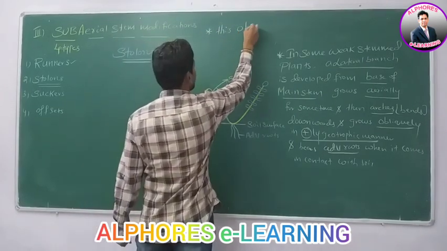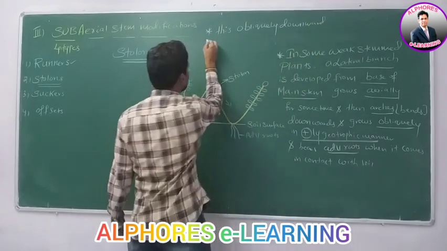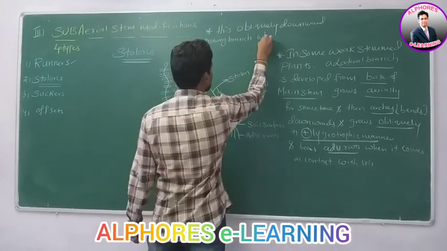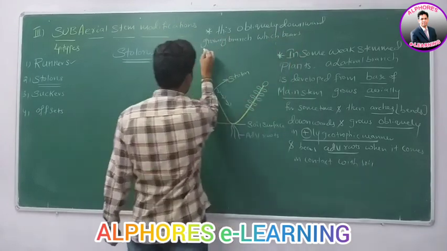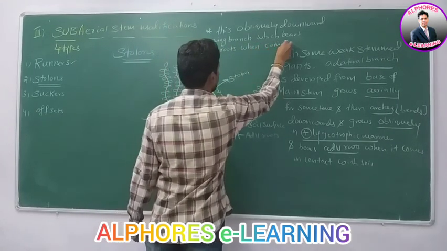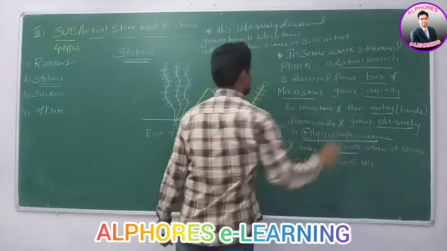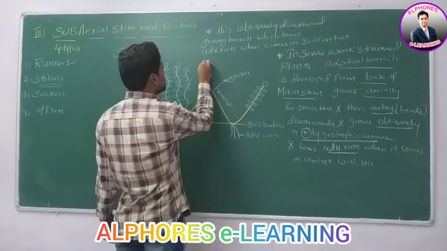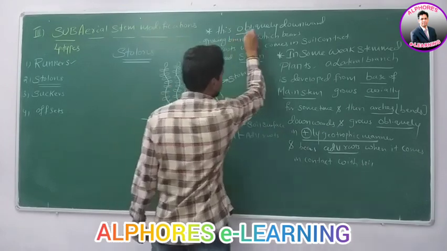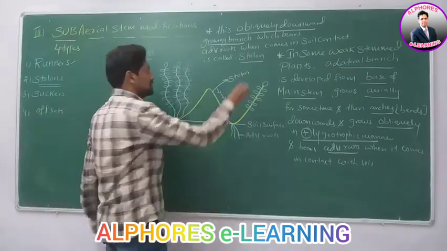This obliquely downward growing branch, which bears adventitious roots when it comes in contact with soil, is called what? It is called a stolon. Therefore, stolon means an obliquely downward growing branch bearing adventitious roots when it comes in soil contact. What is that called? Stolon.